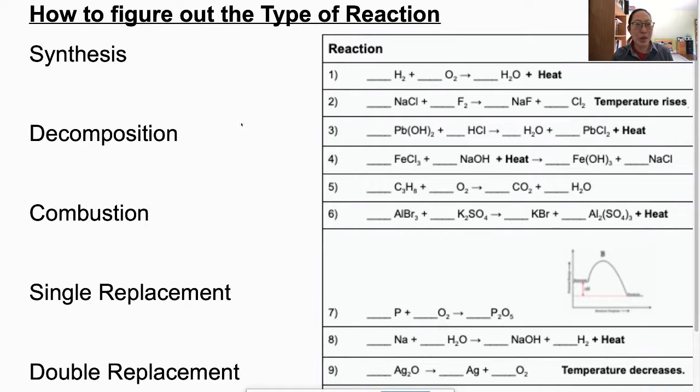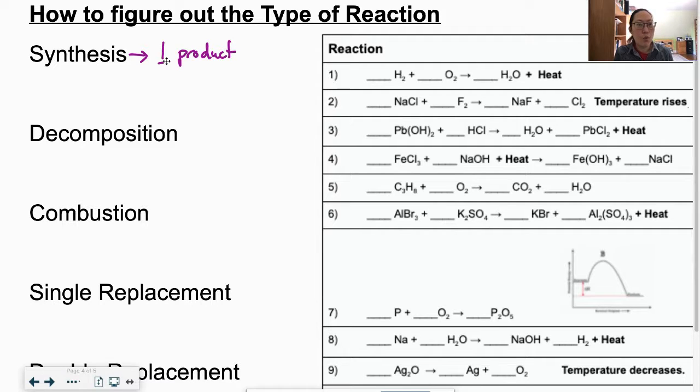So this short video is on how to figure out the type of reaction. We have these 5 types: synthesis, decomposition, combustion, single replacement, and double replacement. So first of all, for synthesis, what you're going to look for is one product.